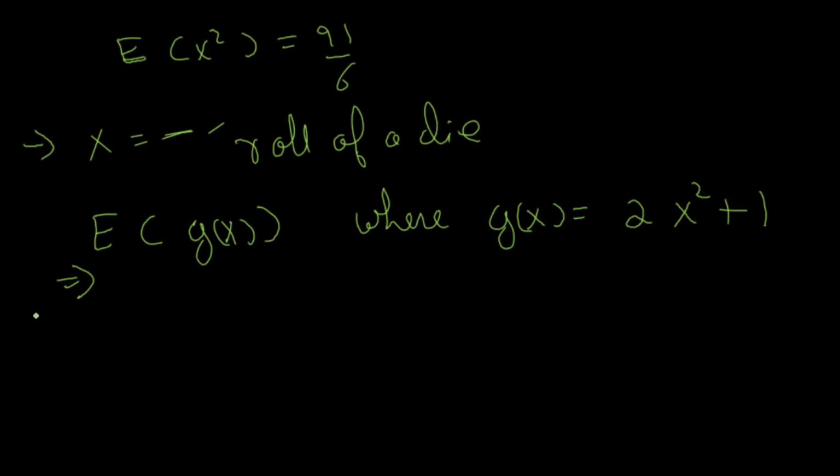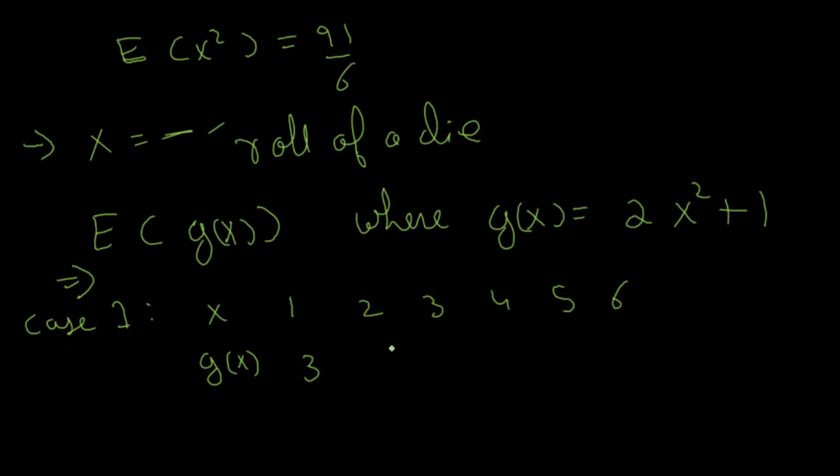So let us start by case 1. Case 1 is where we find the expectation using the formula. So we know that x can be 1, 2, 3, 4, 5 and 6. So G(x) will be 2 into 1 raised to the power 2, which will be 1. So 2 into 1, 2 plus 1, 3. Then 2 into 2 to the power 2, which will be 4. So 4 into 2, 8.